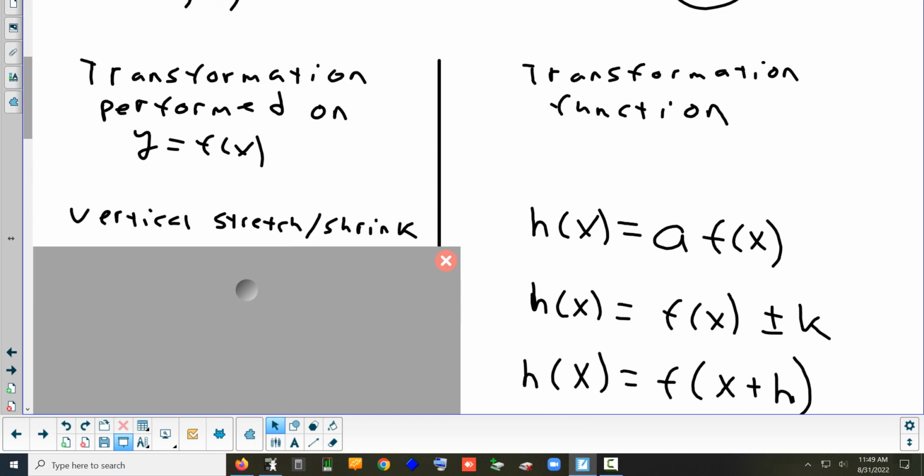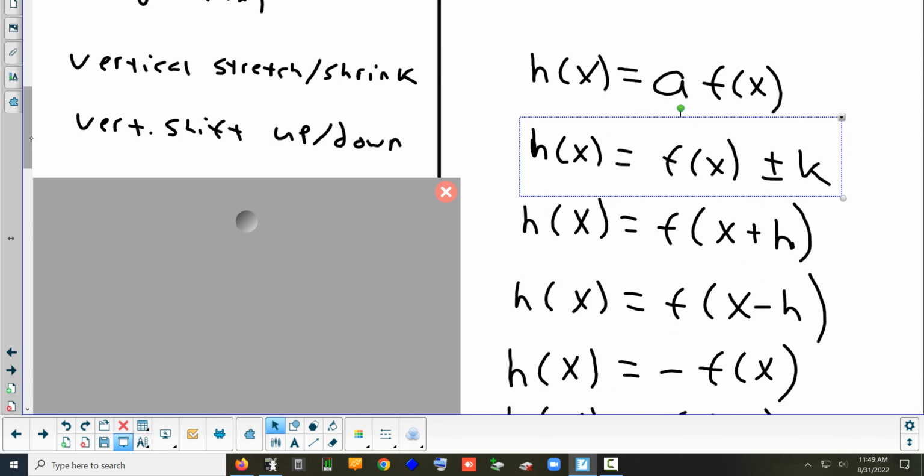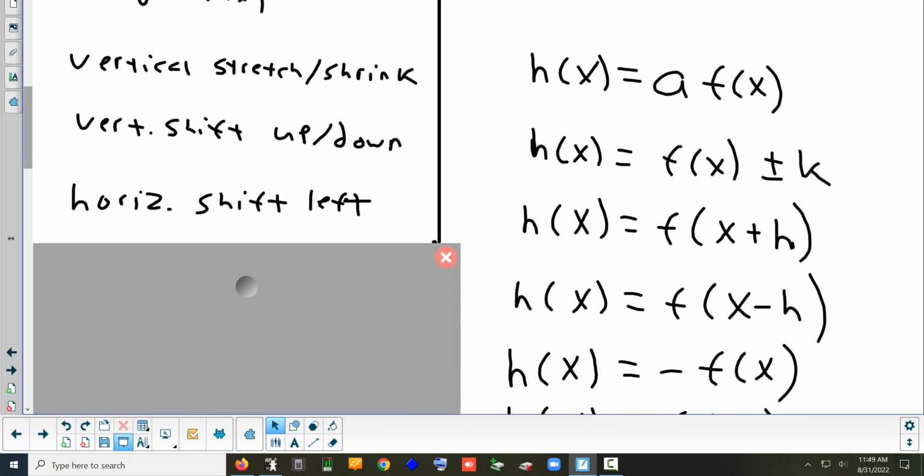How about if you take any function and you add or subtract a number on the end? Yep. It shifts it up or down. We're not getting into the specifics of which way is up and down right now. We kind of did that yesterday. How about if you add inside parentheses? What is adding inside going to do? Yeah. It's going to shift it left. If you subtract inside, it's going to shift it to the right.